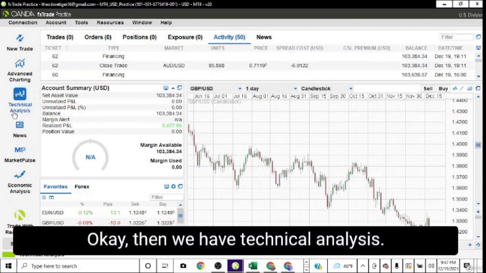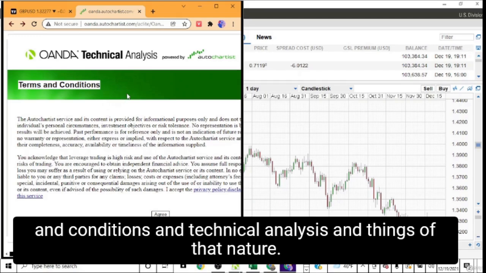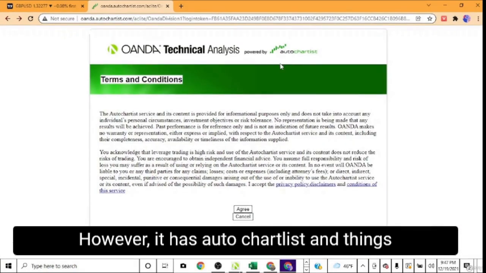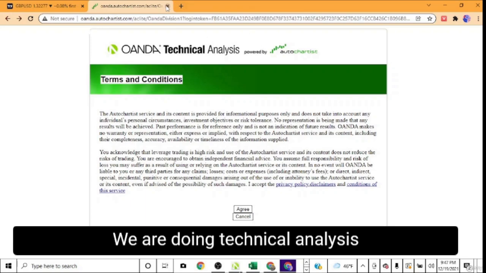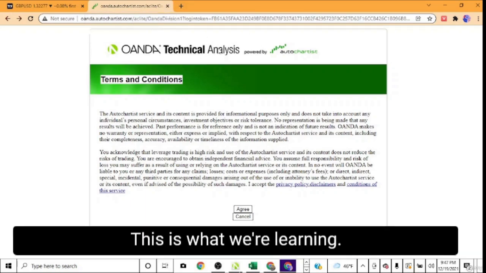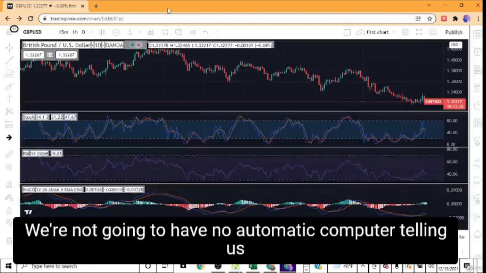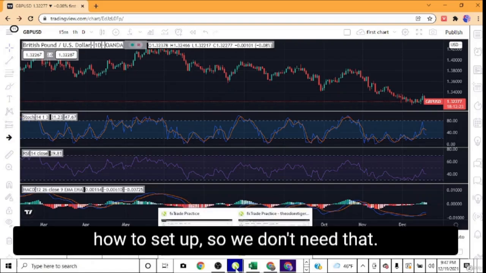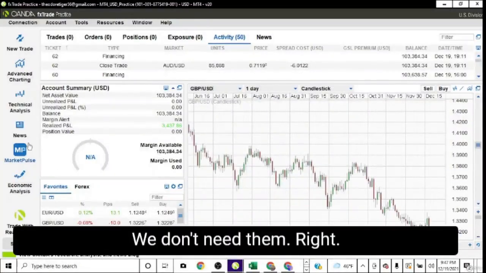Okay? Then we have technical analysis. You can tap that and it'll give you terms and conditions and technical analysis and things of that nature. However, it has auto chart lists and algorithms and stuff like that. But guess what? We are doing technical analysis and we're doing our own. This is what we're learning, technical analysis of the market. We don't need them. We're not going to have an automatic computer telling us how to set up. So we don't need that. Let me open that back up. We don't need them, right?